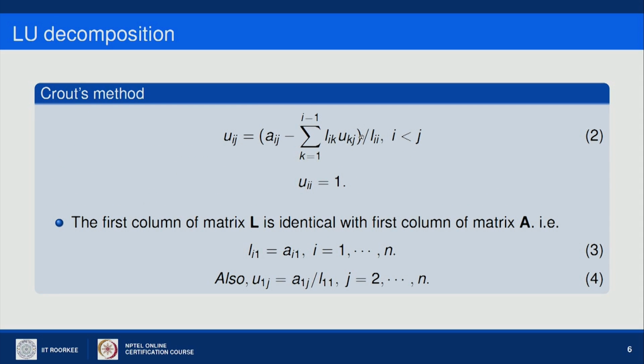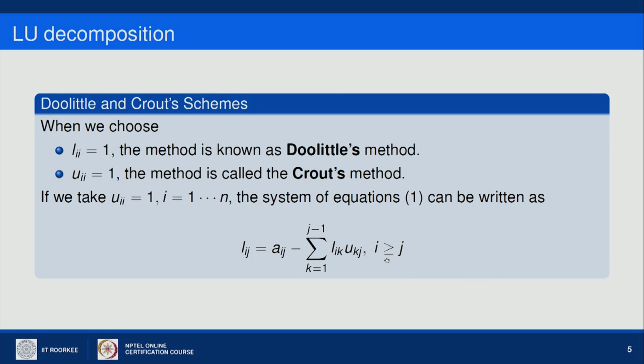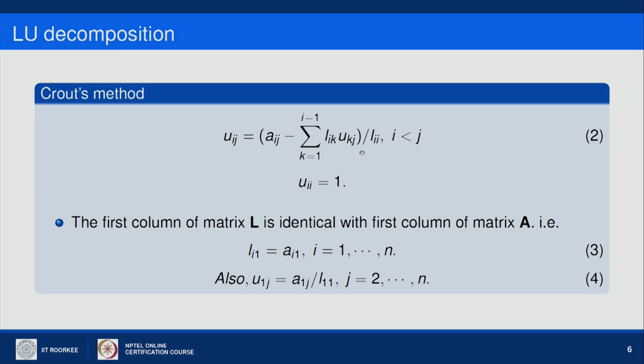This can be written in this way: whenever i is less than j, by equation 2, and all the rest of the Uii equal 1. So when i is less than j, Uij is given by this equation. When i is greater than or equal to j, Lij is given by this equation. This equation will give all the entries of the lower triangular matrix. This equation will give you all the entries of the upper triangular matrix that are above the main diagonal, and the diagonal entries are 1.